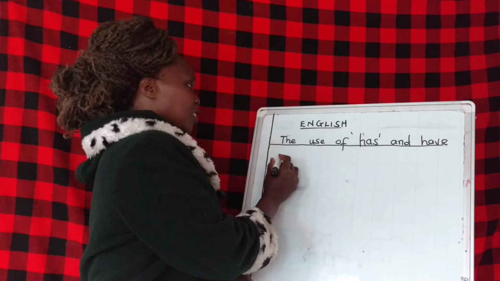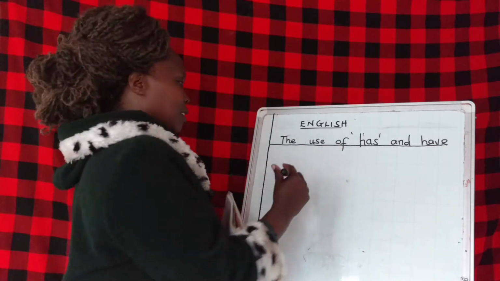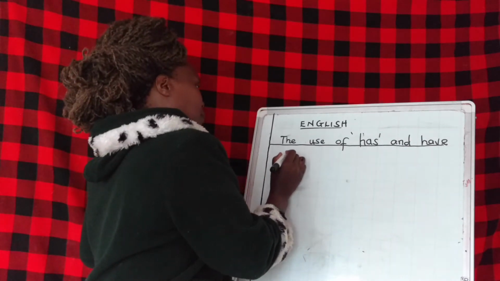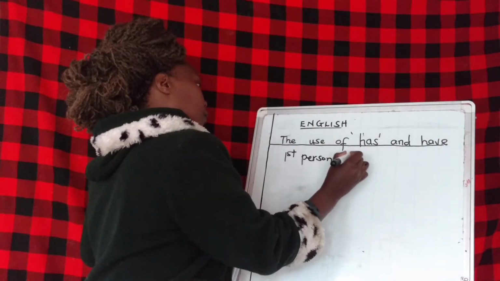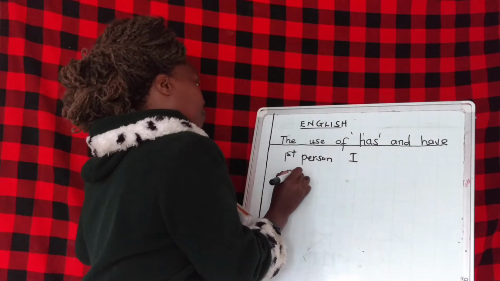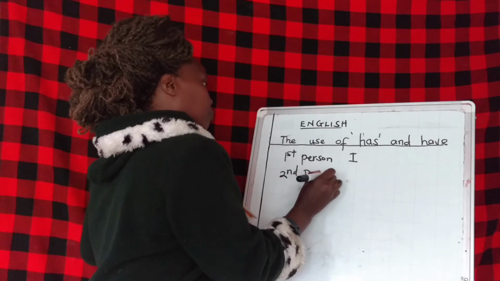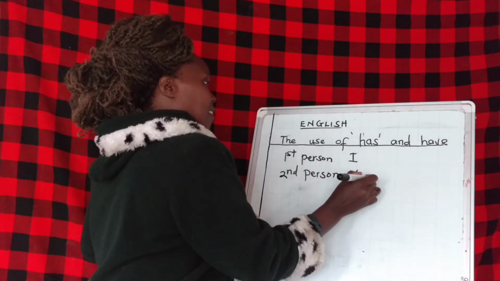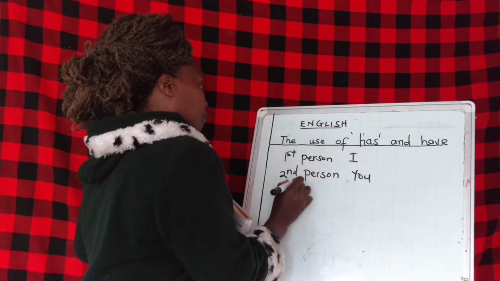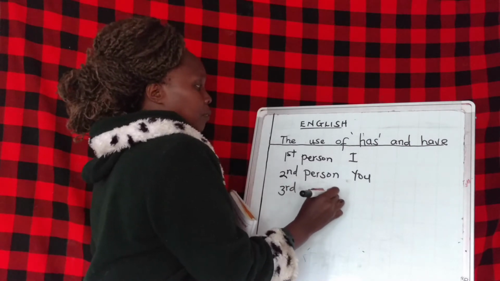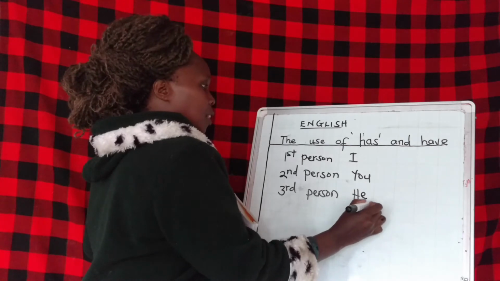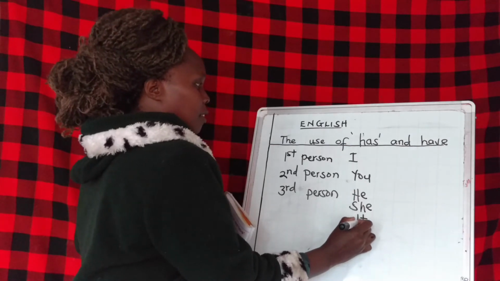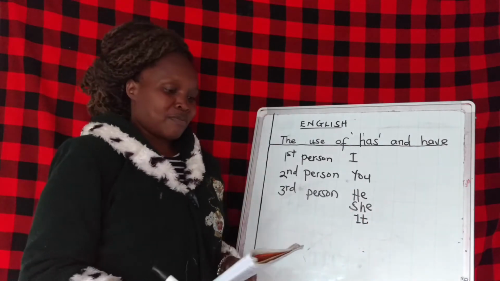So, in English, we have three persons. The first person is I. Second person is you. And the third person takes the place of he, she, and it. That is in the singular form.